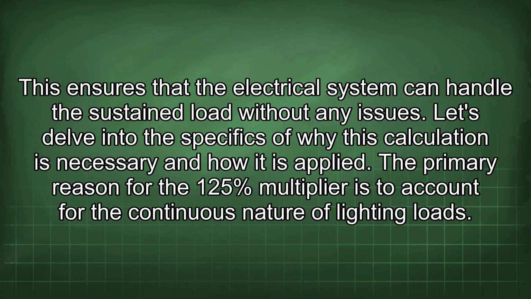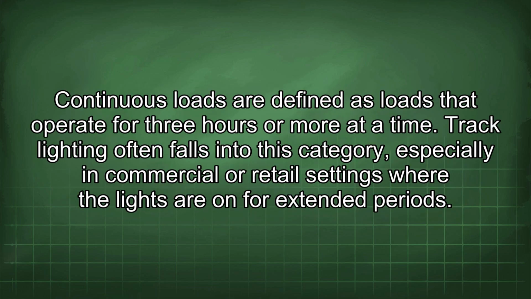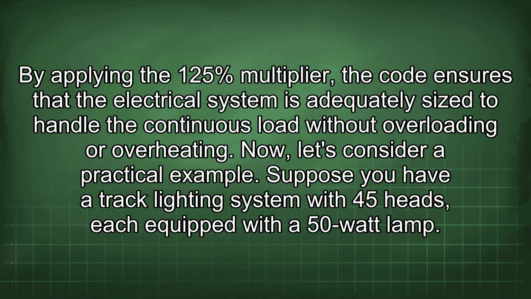Let's delve into the specifics of why this calculation is necessary and how it is applied. The primary reason for the 125% multiplier is to account for the continuous nature of lighting loads. Continuous loads are defined as loads that operate for 3 hours or more at a time. Track lighting often falls into this category, especially in commercial or retail settings where the lights are on for extended periods. By applying the 125% multiplier, the code ensures that the electrical system is adequately sized to handle the continuous load without overloading or overheating.